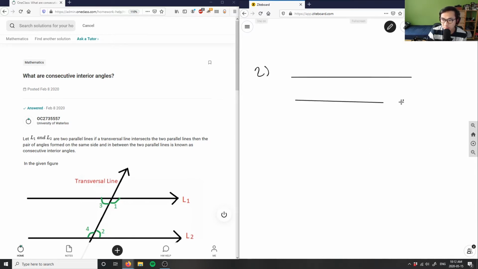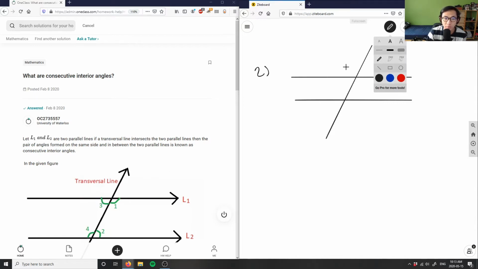So I have basically parallel lines here. You can assume these two lines are parallel. And if I drew a line that crosses these parallel lines, called the traversal line, as stated here, I would get consecutive interior angles. So this is a traversal line.